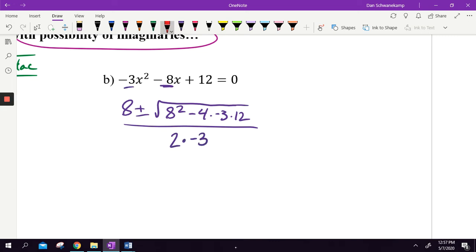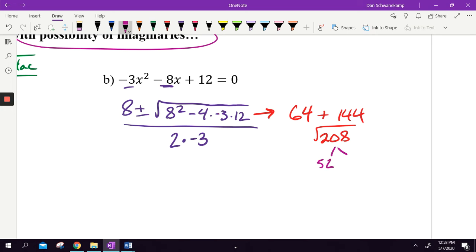Let's do what's underneath the radical first. 8 squared gets me 64. 2 negative signs gets me positive. 4 times 3 is 12, times another 12 is 144. 64 plus 144 is 208. It's ugly. I don't know what the square root of 208 is. It's a decimal. So we're going to break down 208.